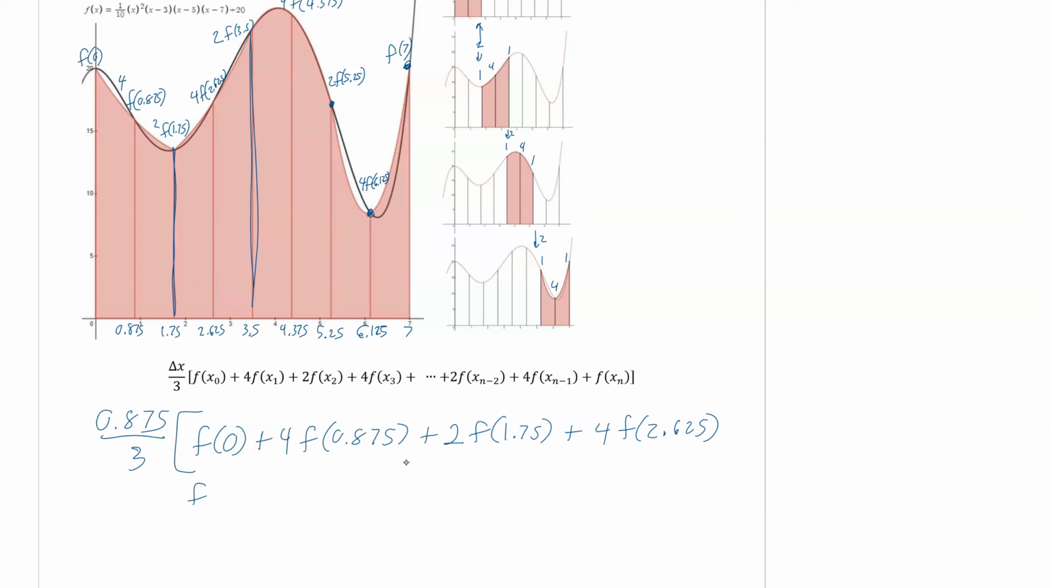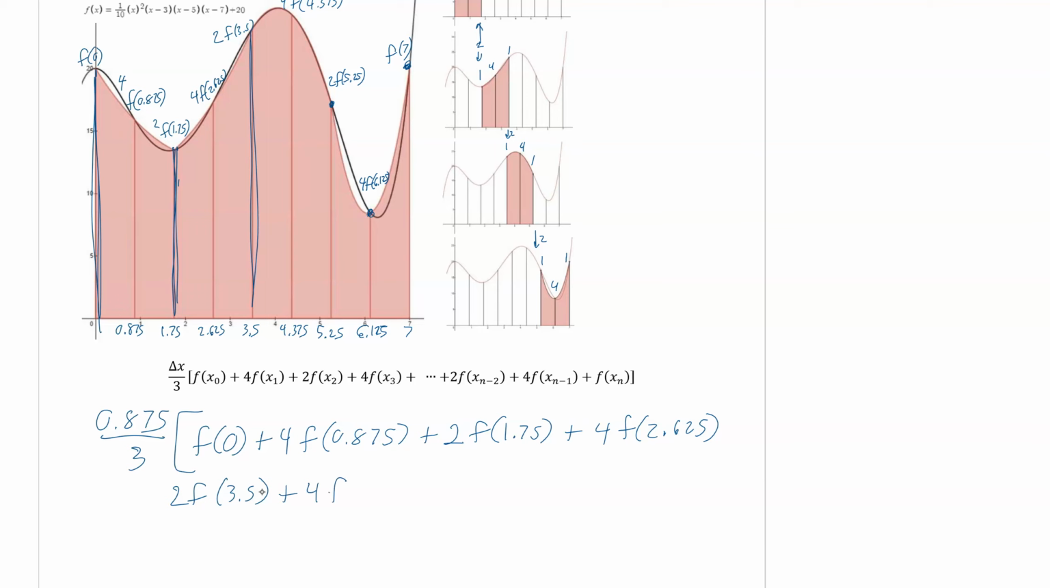So f of 3.5, and we again just check our numbers. It's 1, 4, 2, 4, 2. But you can also look at it because it's on the outside. So if you look at these as well, the outer ones, except for the first and the last, those are twos, and the one in the middle is the four. So the 0.875 should have a four, 2.625 should have a four, 1.75 should have a two, 3.5 should have a two, see? So it'll tell you what it is.